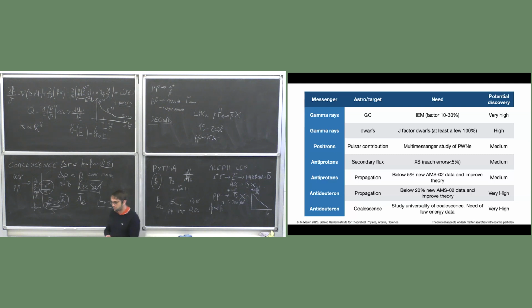Of course, the model-dependent approach is not easy because you have tons of models. But maybe you have excesses in antiprotons, dwarfs, and the galactic center. Is it possible to match all these anomalies in one unique framework? If you use a specific model, you can answer.